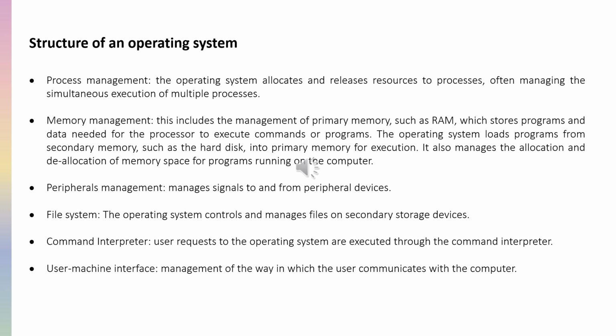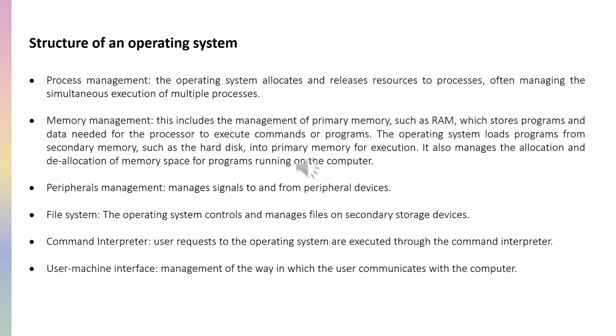The structure of an operating system. Process management. The operating system allocates and releases resources to processes, often managing the simultaneous execution of multiple processes. Memory management. This includes the management of primary memory, such as RAM, which stores programs and data needed for the processor to execute commands or programs. The operating system loads programs from secondary memory, such as the hard disk, into primary memory for execution. It also manages allocation and deallocation of memory space for programs running on the computer.